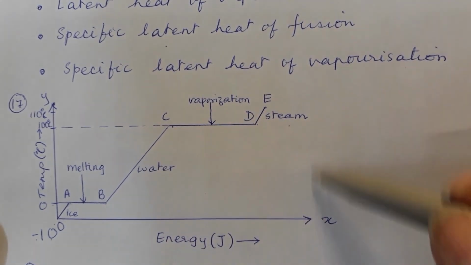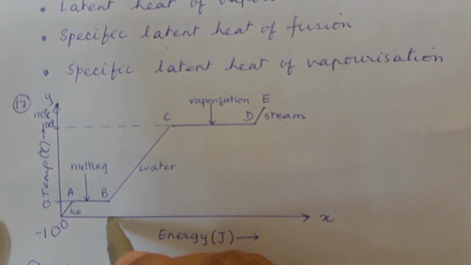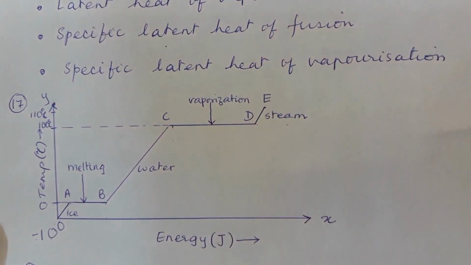Now you may be given a numerical based on this as well. So in that case, you will be given some numbers here. Then here also some numbers will be given here this side.